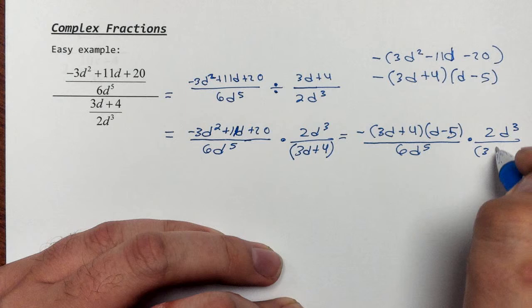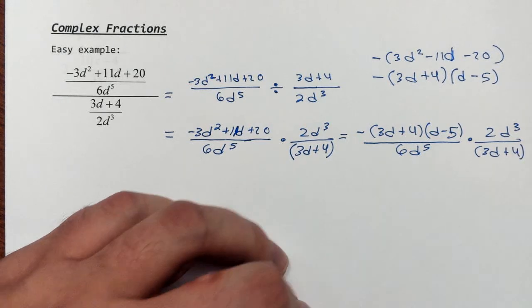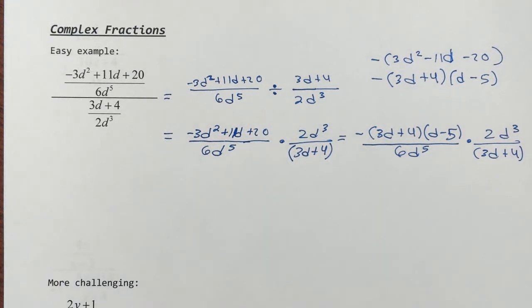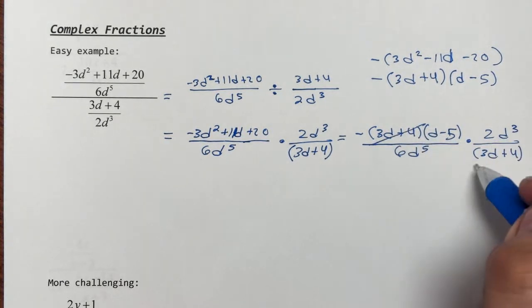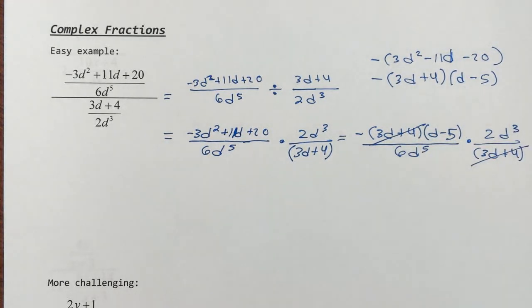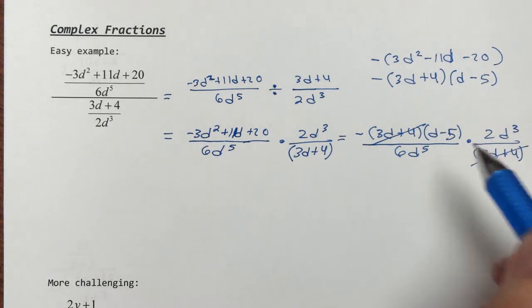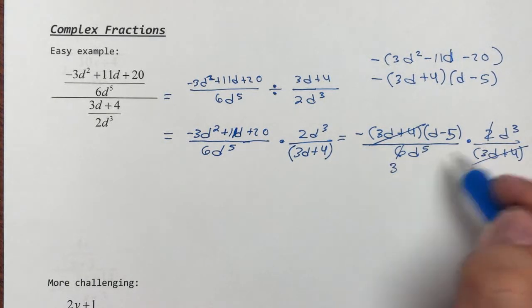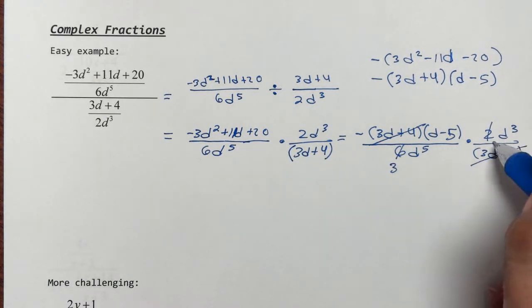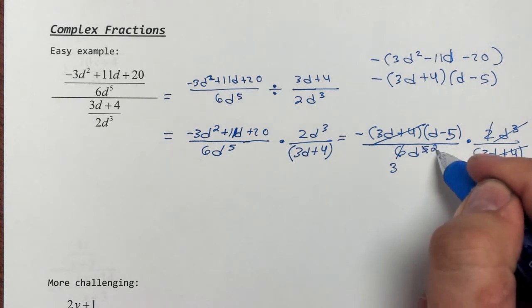And then, as I would for any simplifying, multiplying, dividing problem, I look for common factors which I can divide out. So I can see that I have a 3d plus 4 as a common factor, and I can divide that out. Notice that negative is still there, though. And d minus 5, I can't do anything with that. 2 and 6 I can simplify, leaving me with a 3 down here. And d cubed and d to the fifth, well, I can simplify that and be left with d squared.